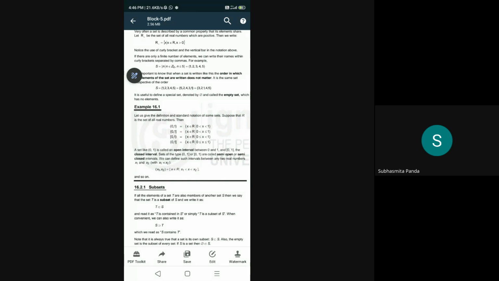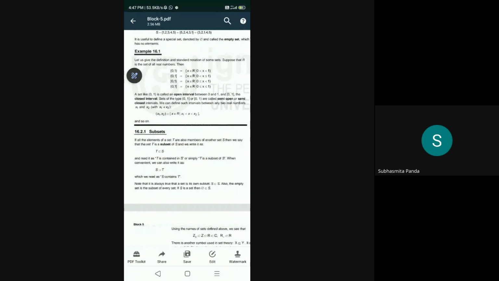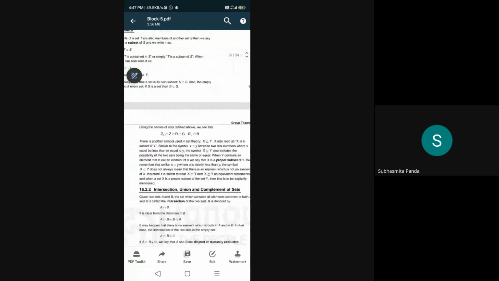Then, what are subsets? If all the elements of T are elements of S, but all the elements of S are not elements of T, then you can say T is a subset of S, and S is a superset of T. You can write S contains T in superset notation, and T is contained in S in subset notation. So now, intersection, union, and complement of sets.